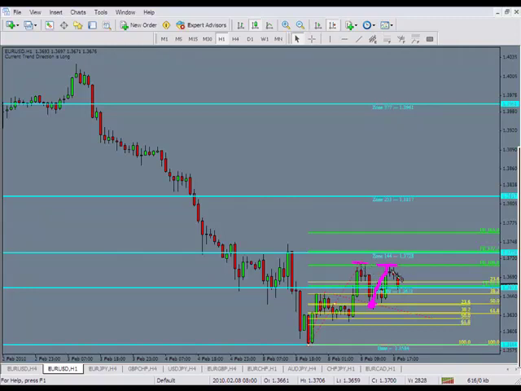Okay, so what we're seeing here, first off, is nice movement occurring, creating a line of demand in this market. Okay, we're on a 1 hour compression here.